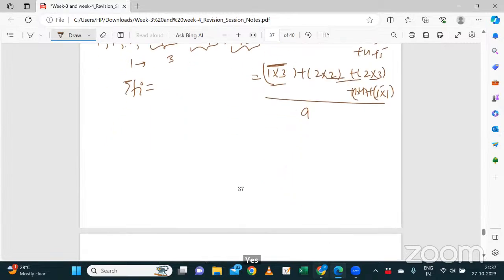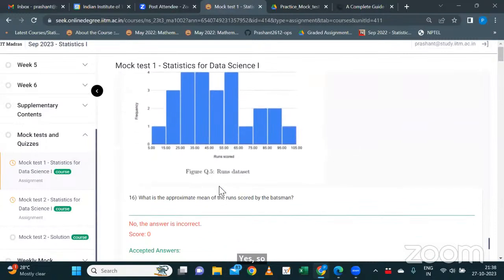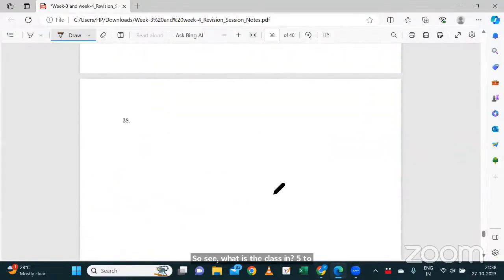So basically, we have to compute the value. What is the xi here? What is the class interval? 5 to 15, right? So for 5 to 15, how to find the midpoint xi? We have to take the average, right? Which is 10.